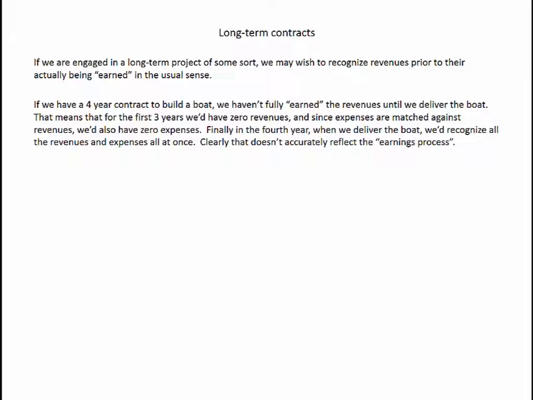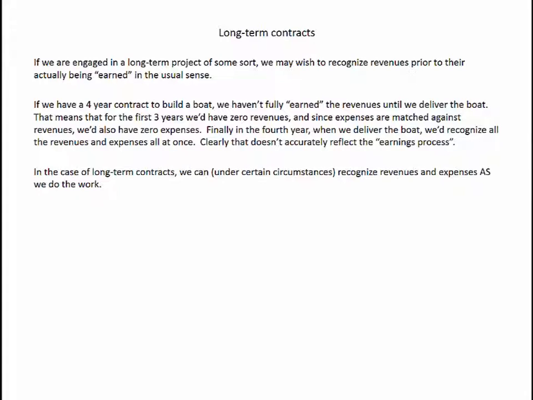Finally, in the 4th year, when the boat is completed and delivered, we'd recognize all the revenues and expenses all at once. Clearly, that doesn't accurately reflect the earnings process. In the case of long-term contracts, we can, under certain circumstances, recognize revenues and expenses as we do the work.